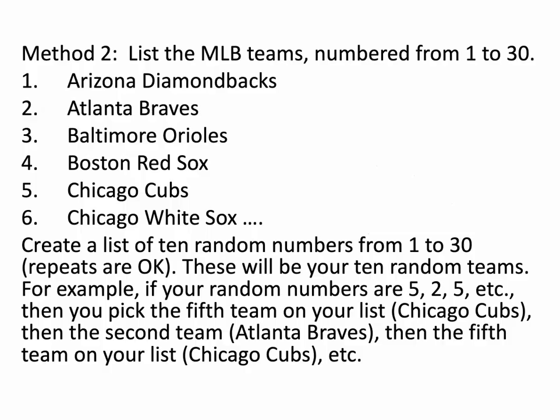So here's a better way to do it. Method 2 lists the MLB teams numbered from 1 to 30. So you have the Arizona Diamondbacks, Atlanta Braves, Baltimore Orioles, Boston Red Sox, Chicago Cubs, Chicago White Sox, etc. Then create a list of 10 random numbers from 1 to 30. Repeats are okay. These will be your 10 random teams. For example, if your random numbers are 5, 2, 5, etc., then you pick the 5th team on your list, which is the Chicago Cubs. Then the 2nd team, number 2, Atlanta Braves. Then back to the 5th team, Chicago Cubs, etc., until you have your 10 teams.